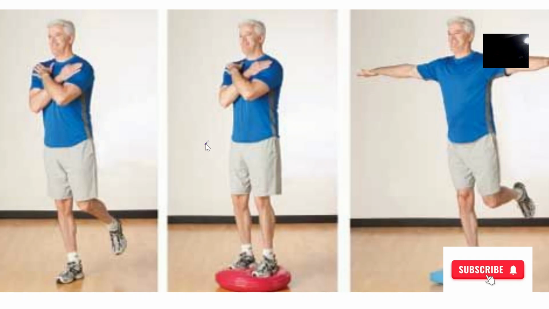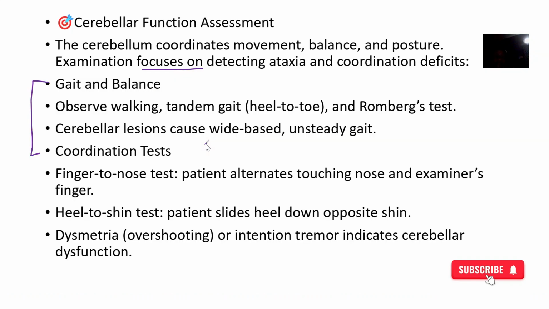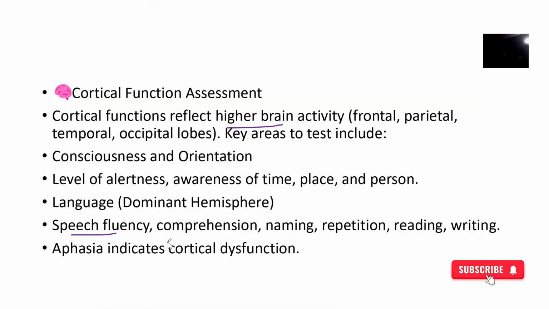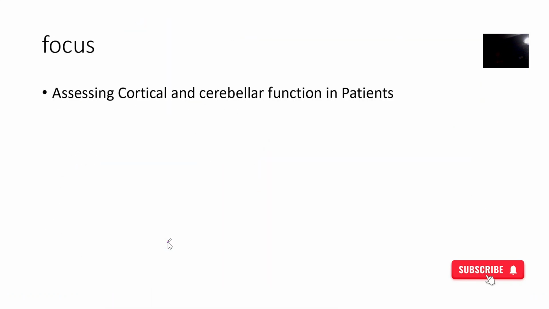Okay, and they move their hand maybe to their nose and back, and all of that. So it's a finger to nose test, heel to shin test, and dysmetria. Okay, so this is what we got. So also some rapid alternating movement. There are speech, scanning or slurred speech, nystagmus, and eye movement. You're looking at all of that. Okay, so for these two aspects, this is what you are trying to assess.